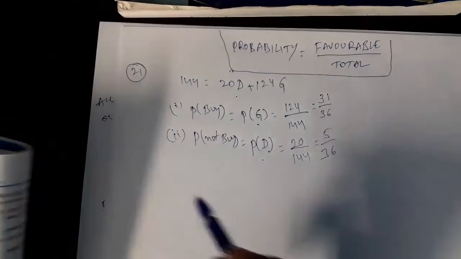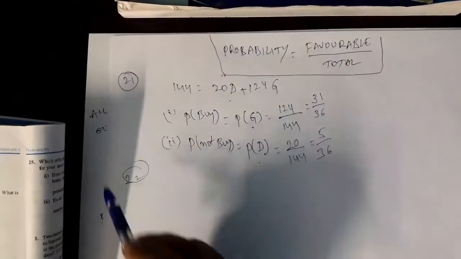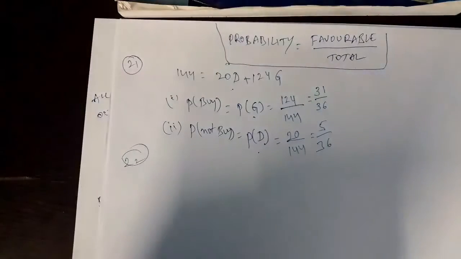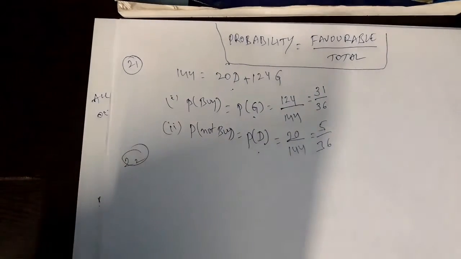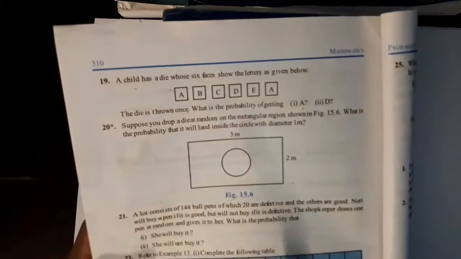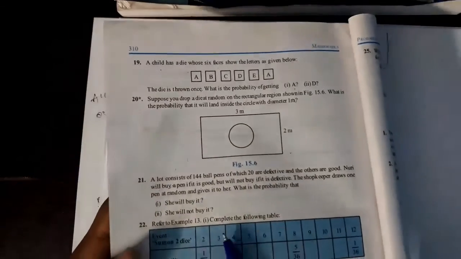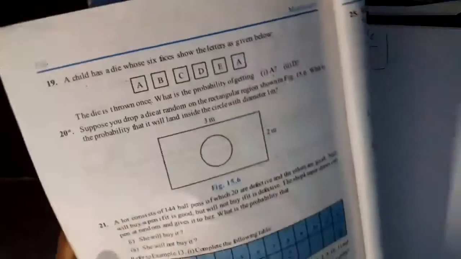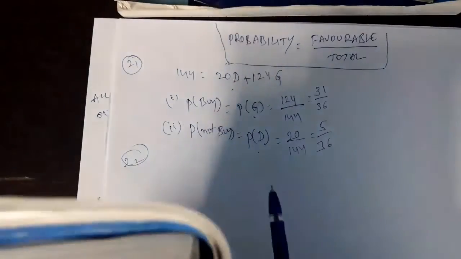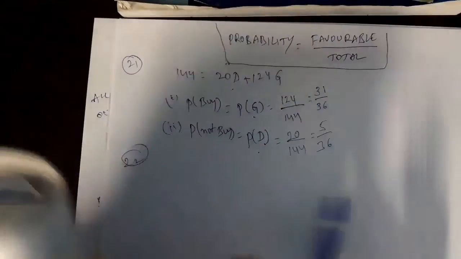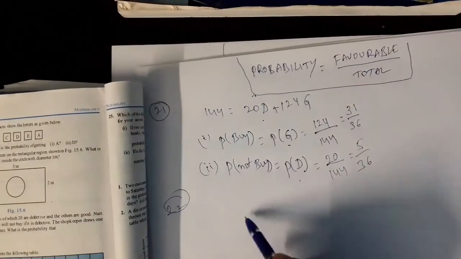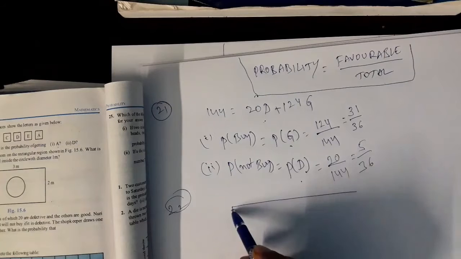Now coming to question number 22. Question number 22. Refer to example 13.1. Of course, you look into your textbook. Complete the following table. It is giving one table like this.